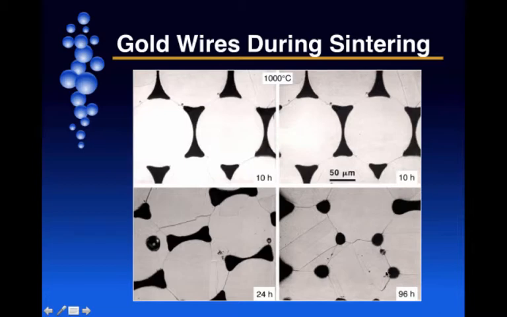When this is continued for about 96 hours, you can see even more coarsening that occurs, accompanied by densification. So the pores are becoming fewer and they're becoming smaller as well, right? As you can see over here.